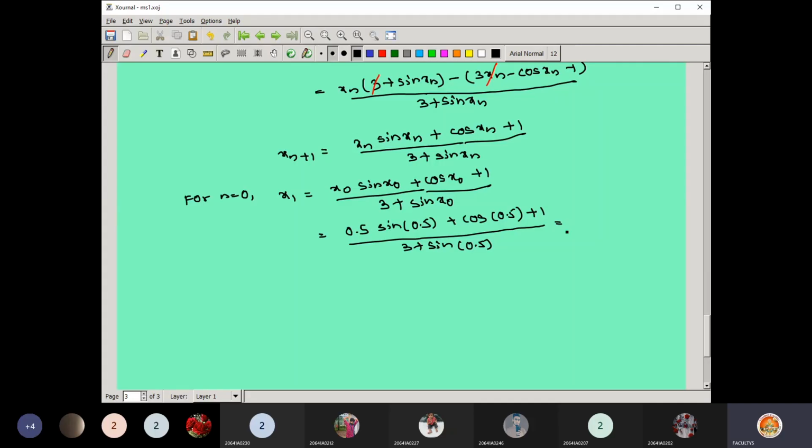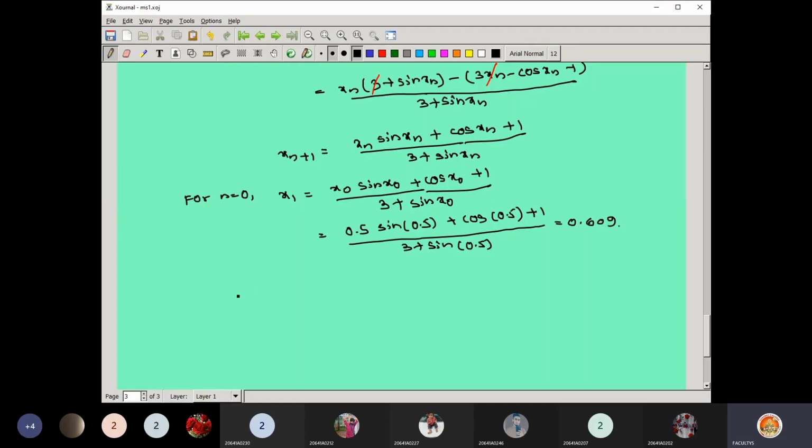So 0.5 multiplied by sin 0.5, bracket close. Next it is plus cos of 0.5, bracket close. Next plus 1. Total it is divided by 3 plus sin of that xn value 0.5, bracket close. So finally you are getting the answer. How much you are getting? 0.609. This is the first approximate root.